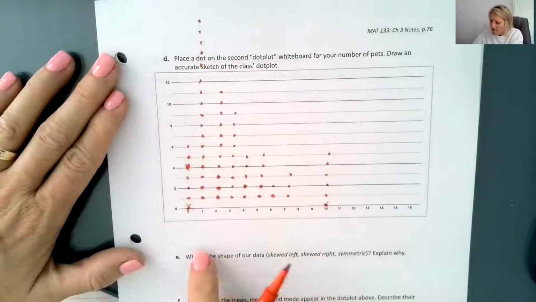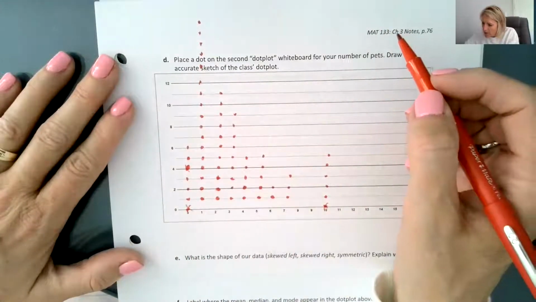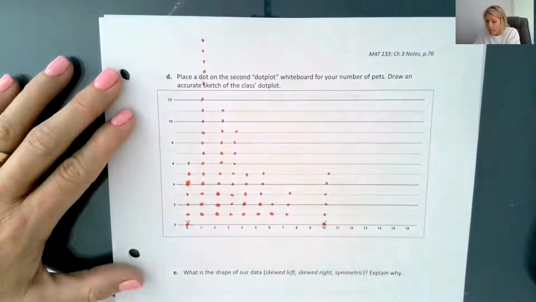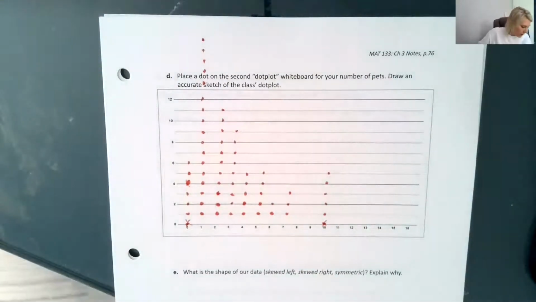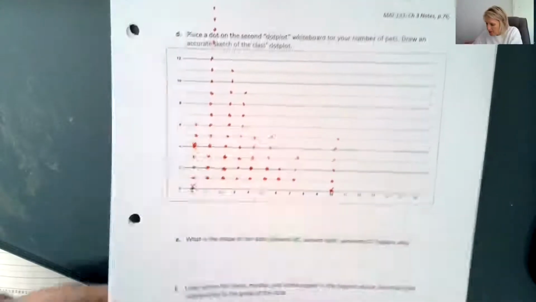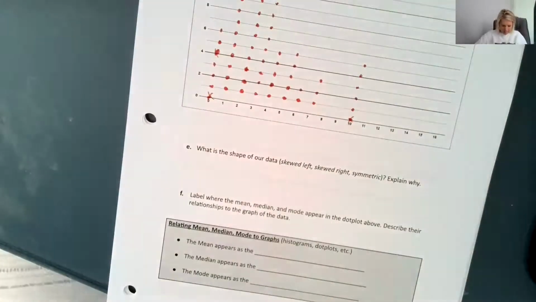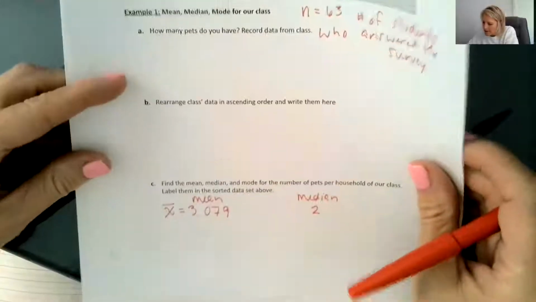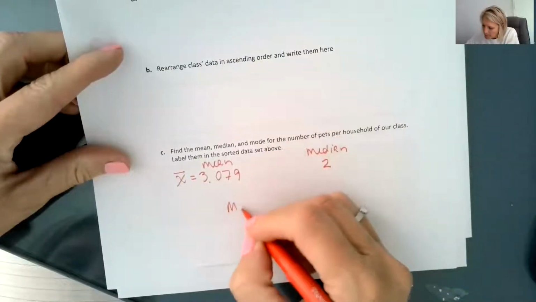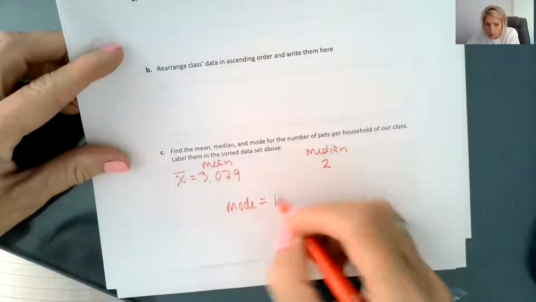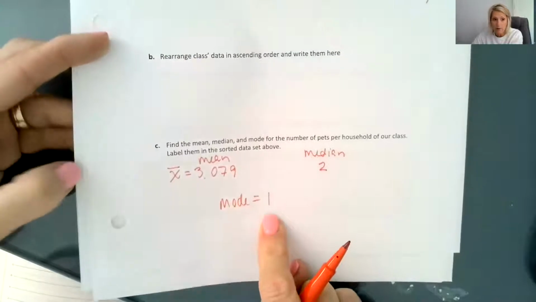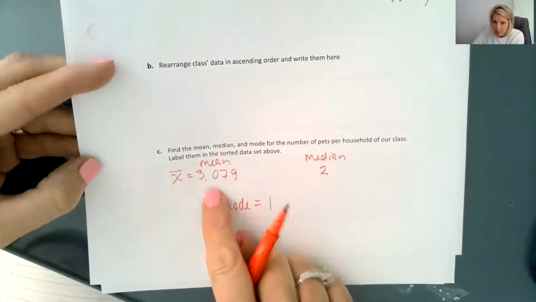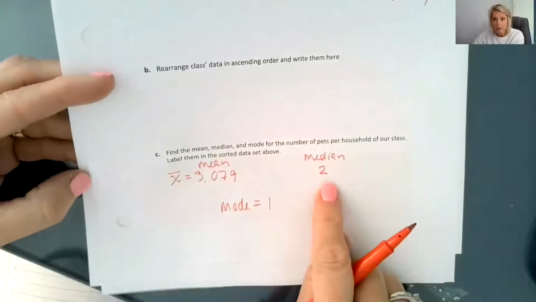So it definitely looks like 1 is the mode, because the mode is the value that occurs the most frequently. So let's find that first page that we were just on. And the mode is equal to 1. 1 is definitely the one that occurs the most. But the mean is 3.079 and the median is 2. So this is interesting. Which one should we choose to be the best?